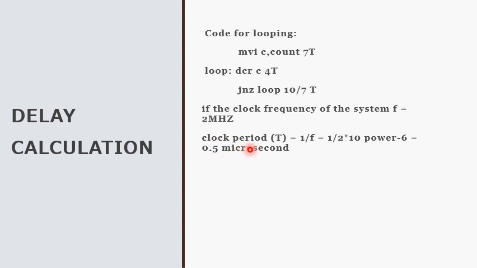If the clock frequency of the system, let us assume, is equal to 2 megahertz, then half of the clock frequency is nothing but the operating frequency of the microprocessor, right? So with a 2 megahertz clock frequency, the operating period is 1 by 2, which is equal to 0.5 microsecond. Now let us see how to find the delay or this count value.